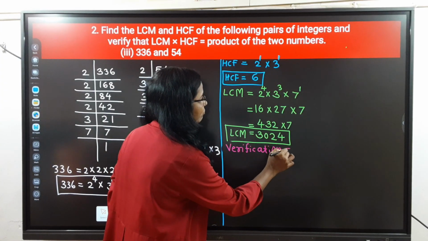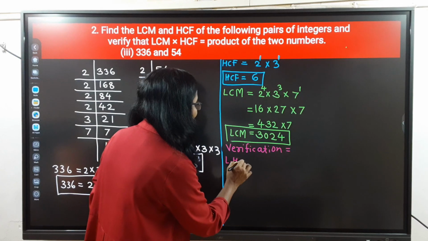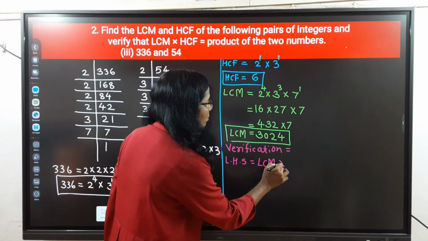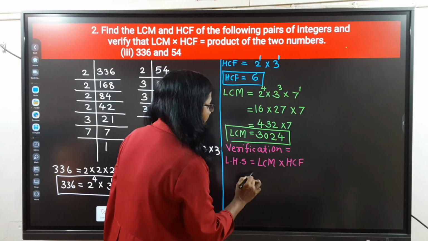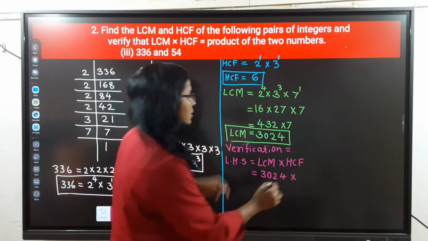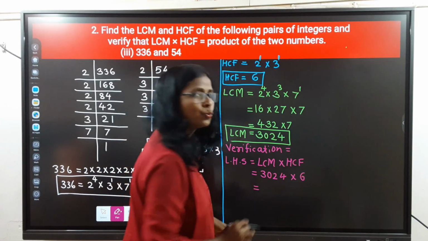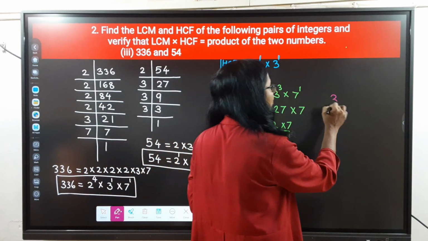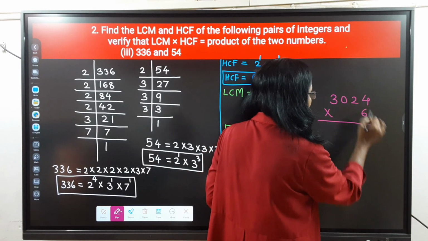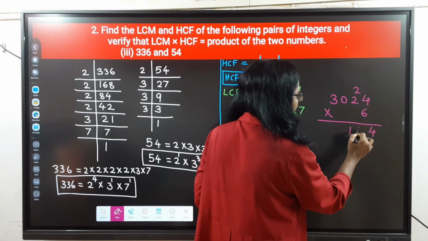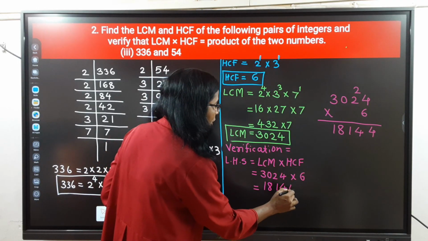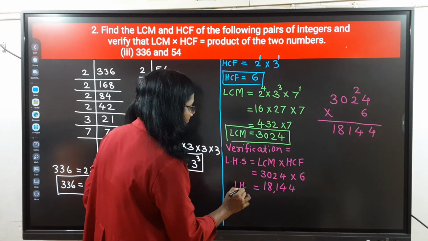So verification, first we verify the LHS. So LHS is the product of LCM and HCF. So LCM multiply HCF student. So here LCM is 3024 and the HCF 6. So now here product of these two numbers, I do here students 3024 multiply 6. So here 6 4s are 24, then here 12 and then 14, then here 18. So 18,144. Okay students, LHS is equal to 18,144.